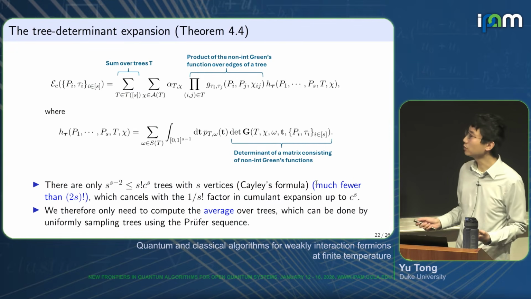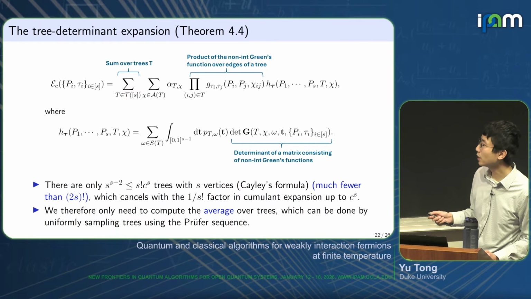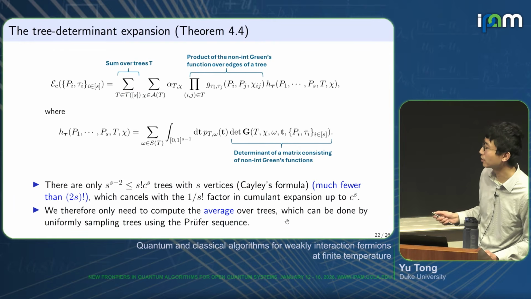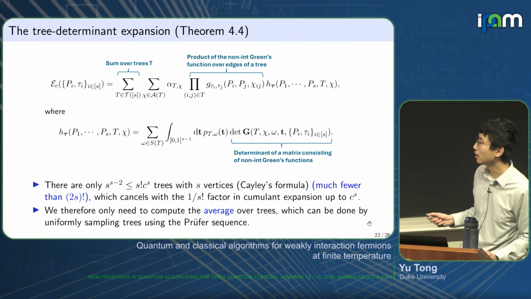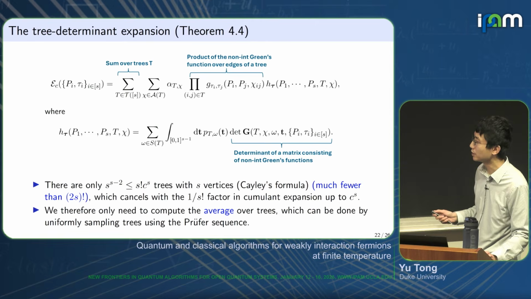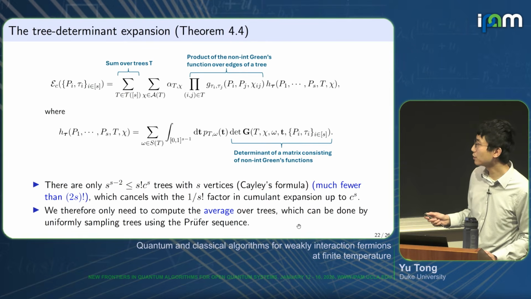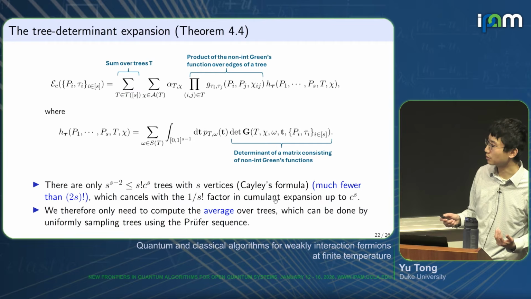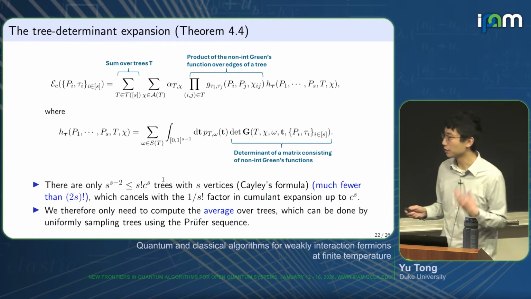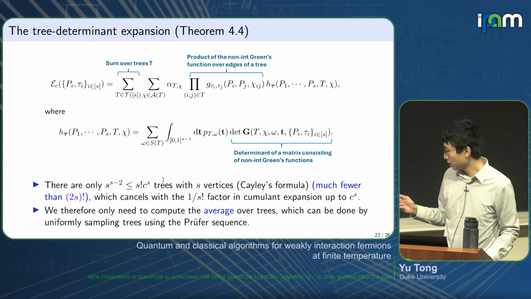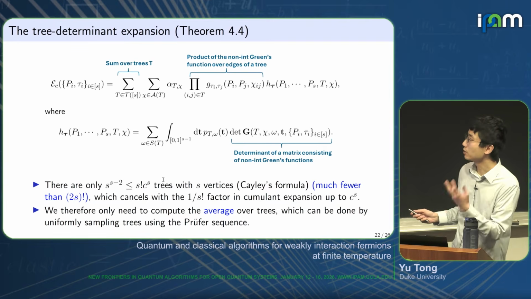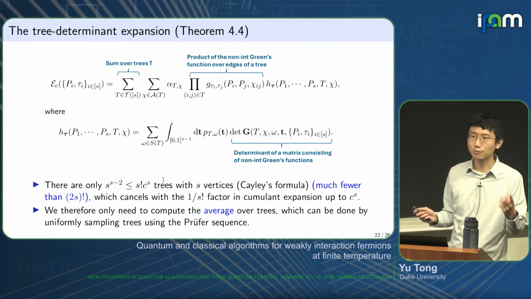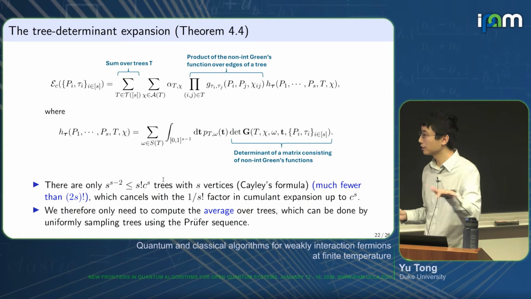So then we don't need to go through the trees one by one. Rather, we can just average over those trees. That will give you something that grows exponentially in s in your variance, but that is acceptable because you can choose lambda to be small. And the average over trees can be computed by sampling trees uniformly through this tool called proof sequence. So this is a pretty standard thing. That's the first place where trees help us. There are not many of them, and we can sample them efficiently.